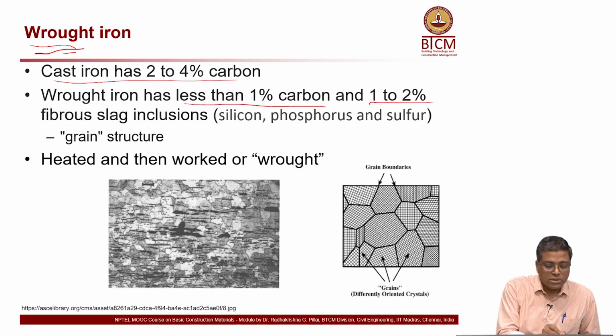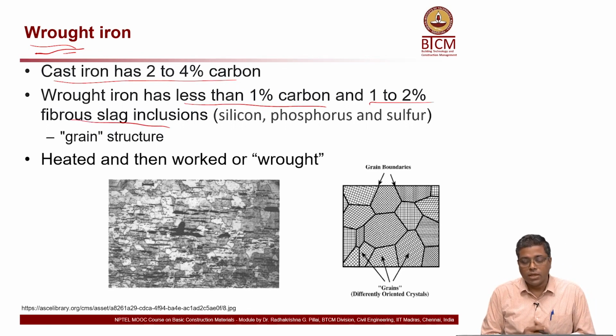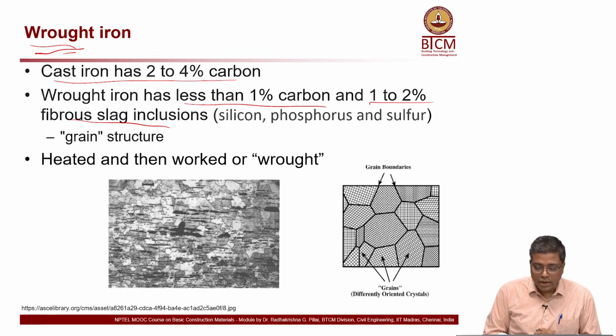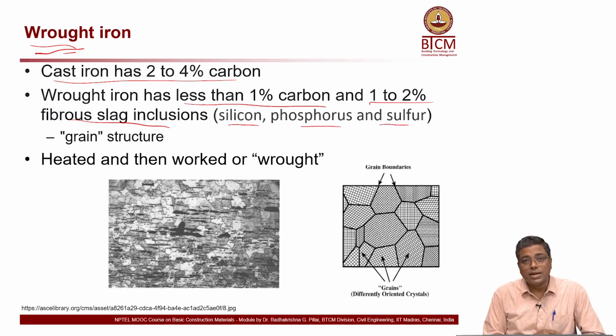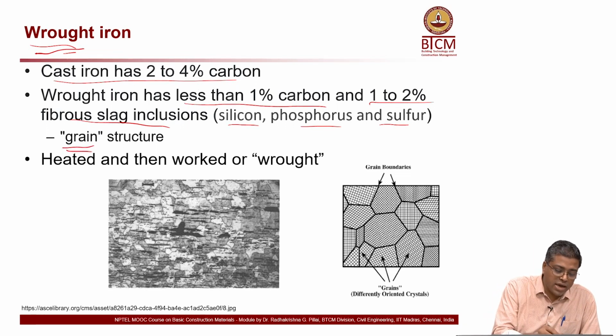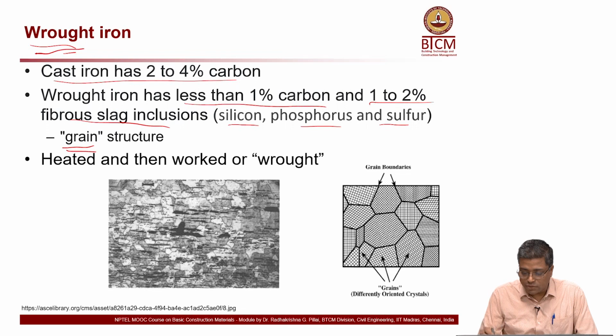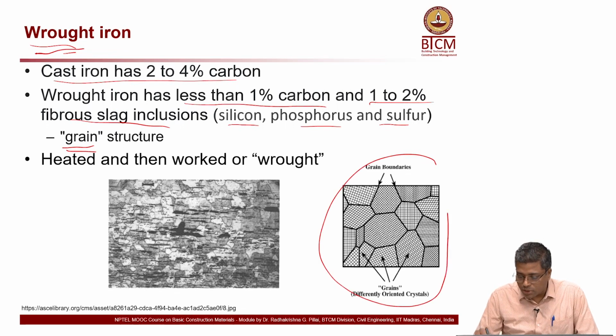and 1 to 2% slag. That is the key ingredient here. So, you have both carbon and 1 to 2% slag, mainly silicon, phosphorus, sulfur. These are the contents which are present in the slag. Now, because of this, there will be a formation of a grain structure. As we recall, you might remember this image in the nature of materials module.